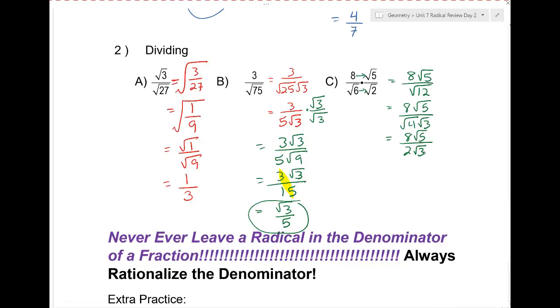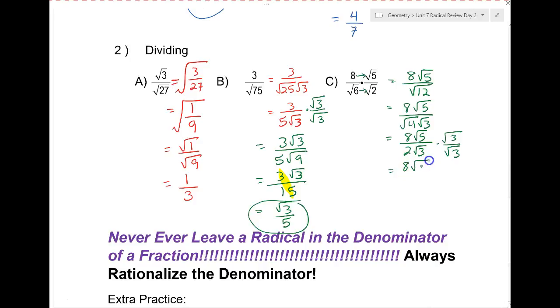Right? Because I have a radical in the denominator and I cannot have a radical in the denominator. So we're going to multiply the numerator and denominator by root 3. The reason why I keep using root 3 here, guys, is root 3 is actually a really common one you'll find in the denominator of a fraction.